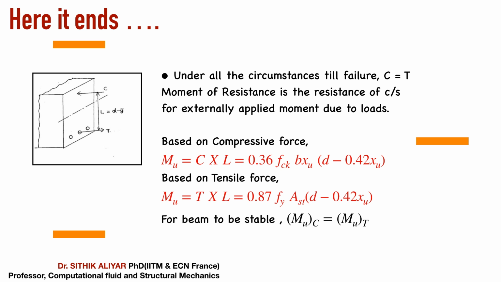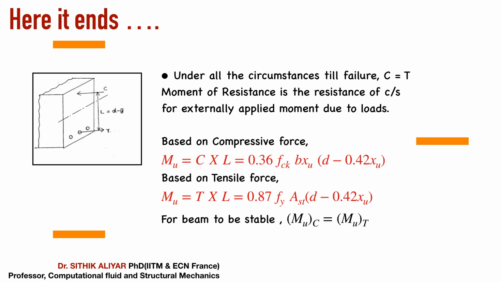So it's very simple to memorize. Moment is nothing but force into distance. Force is 0.36 FCK B into XU. Distance is d minus 0.42 into XU. It's not a big formula. Again, 0.36 FCK is stress, B into XU is area, stress into area is a force, and d minus 0.42 into XU is a distance. Based on tensile force, we can tell moment as force into distance, T into L. T we have already calculated as 0.87 Fy into AST. L is the same distance, d minus 0.42 into XU.